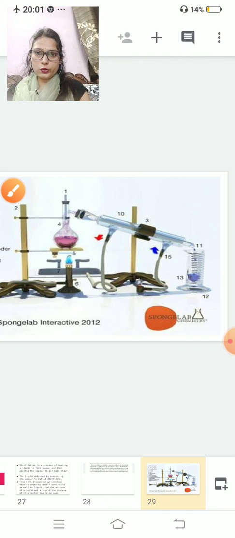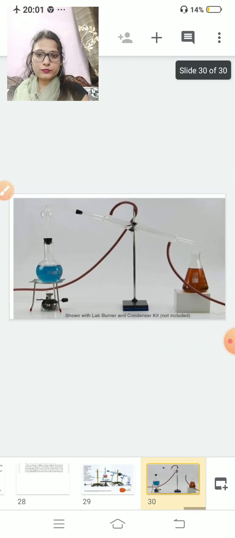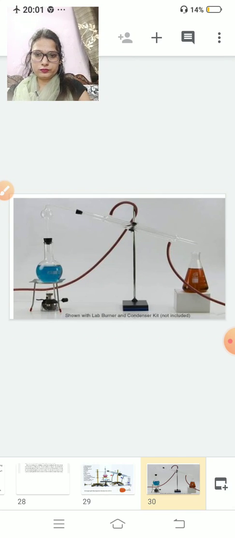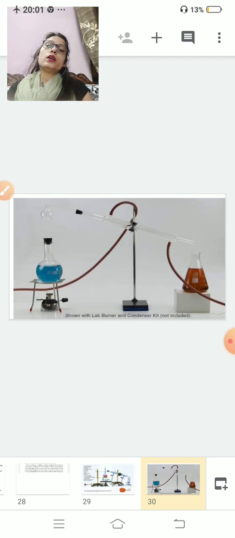I think it is clear to you. See, this is the original picture. Clear? I think everything is clear to you. If you have any doubt, you can ask me. So in this video, what we have done is separation of a mixture of one solid and one liquid. Thank you and Sai Ram.